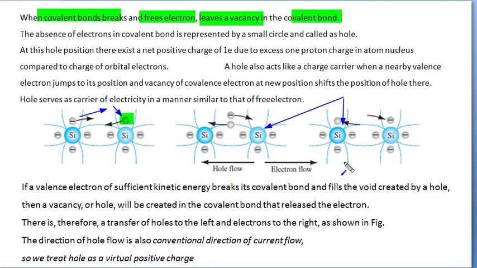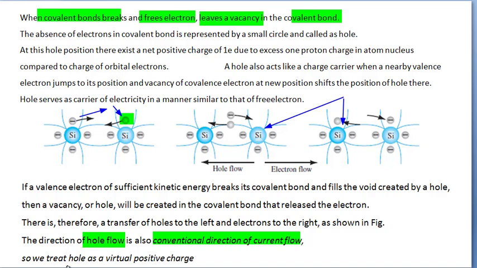Now the interesting fact is that to become a free electron needs quite a high energy, and the energy required to fill a vacant position from a nearby position is quite small compared to that bonding energy. So it is very likely that any vacant position could be filled by any nearby bonded electron. We found that when a bonded electron shifts, the hole movement is opposite to the movement of electron flow, and this hole movement direction is also known as the conventional direction of current flow.